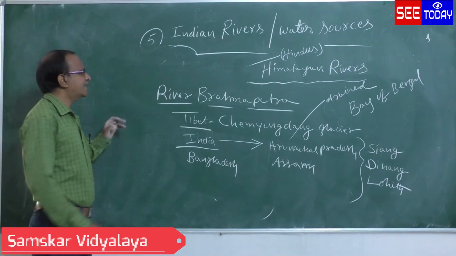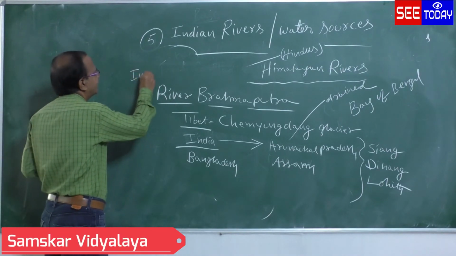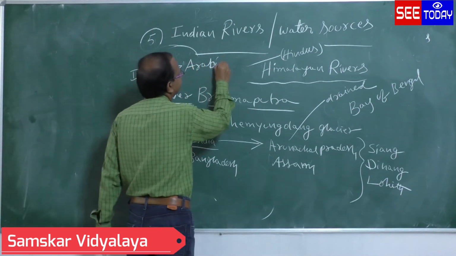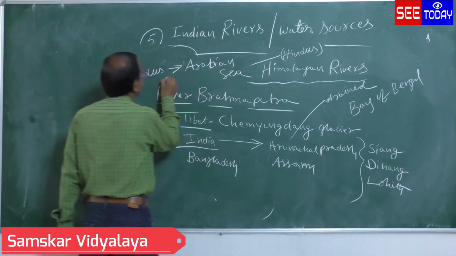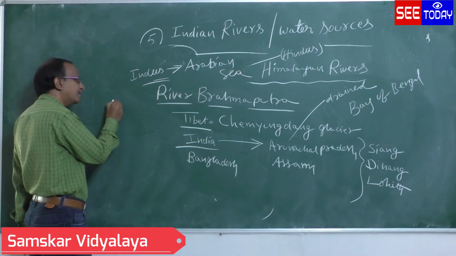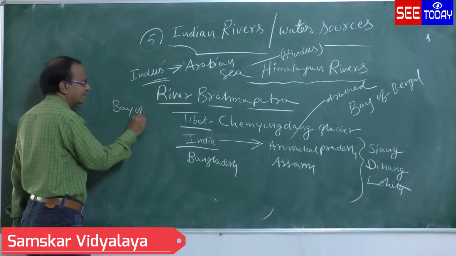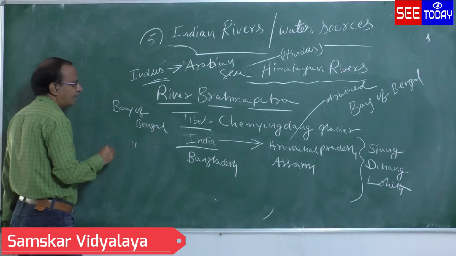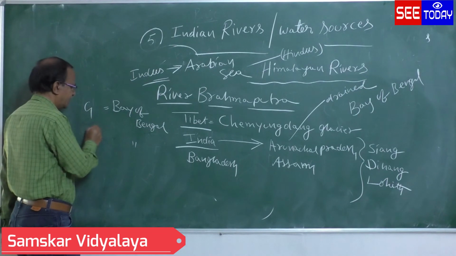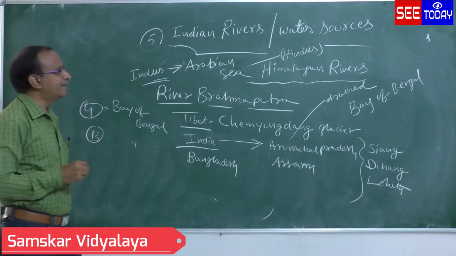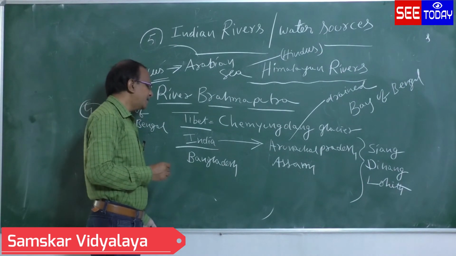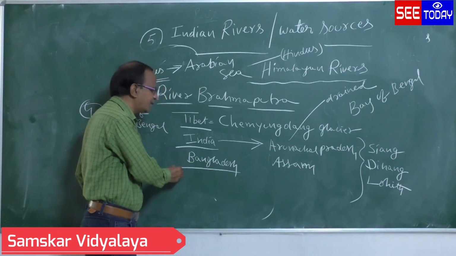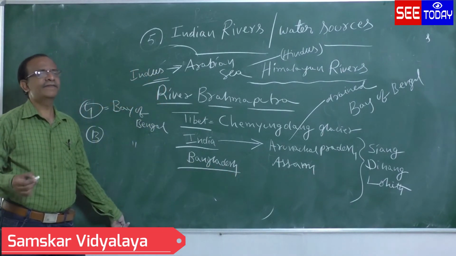Except for the river Indus, which drains in the Arabian Sea, the river Ganga and the river Brahmaputra both merge only in the Bay of Bengal. But with Tibet, India, and Bangladesh involved, we always have a dispute in sharing of this river water with Bangladesh.